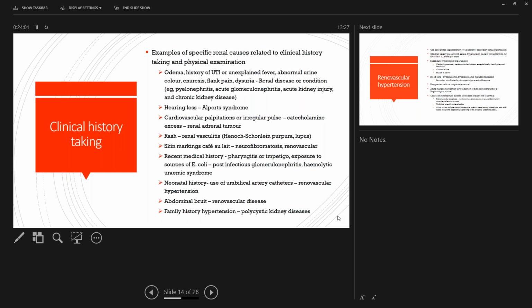Family history of hypertension. So have they known any relatives that have had renal disease, maybe a background of polycystic kidney disease, which is also important to consider.